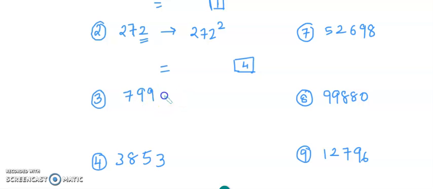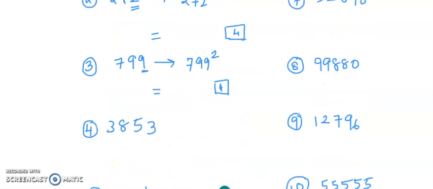Next, 799. If I'm squaring it, 799, the last digit is 9. And if you remember, 1 or 9, the square will have, yes, 1 as its last digit. Okay, next, this number is 3853. So the last digit is 3. Again, a number which ends with 3, if I square that number, the answer or the perfect square will have 9. The other way of remembering is 3 square is 9. 9 square is 81, so 1 at the last.